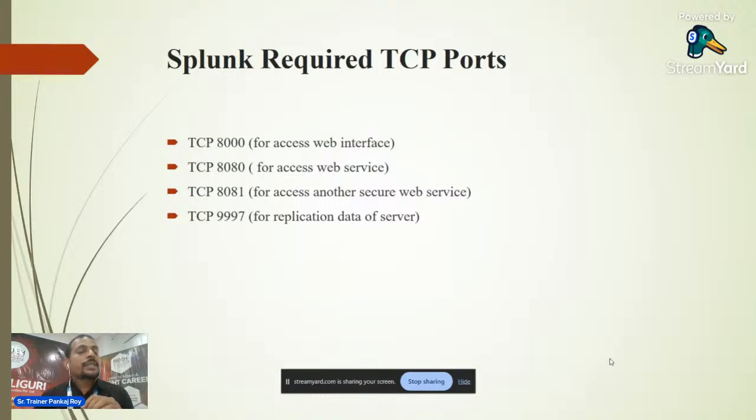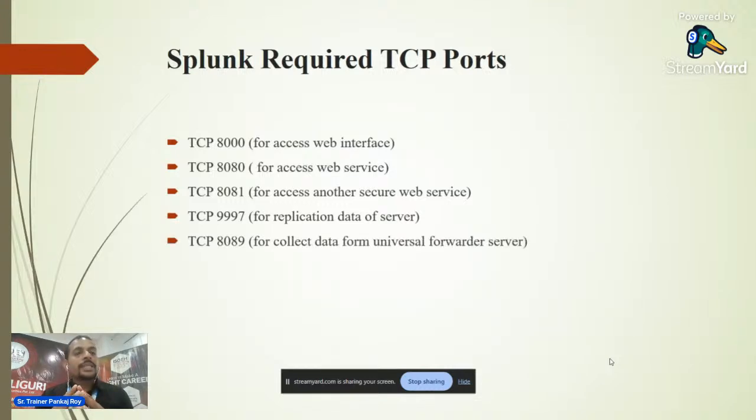The fourth port is 9997, which is for replication of data, because Splunk is not only one server. You have another Splunk. You collect your data, so port 9997 will be open on your Splunk server. After that, data will be replicated. Otherwise, it will not be replicated.